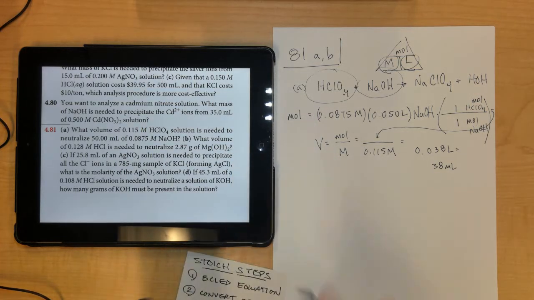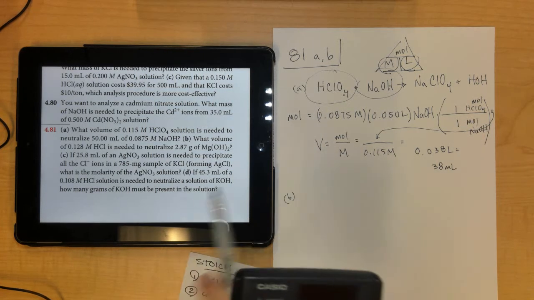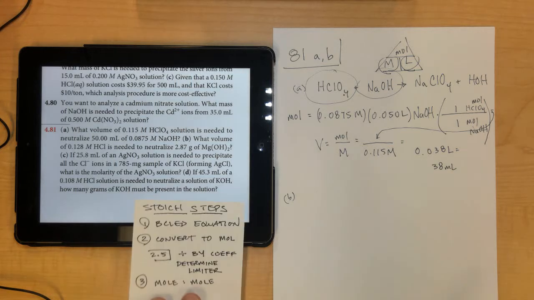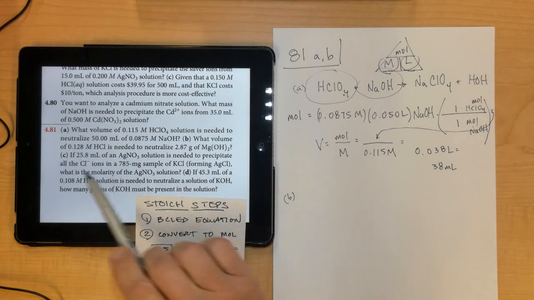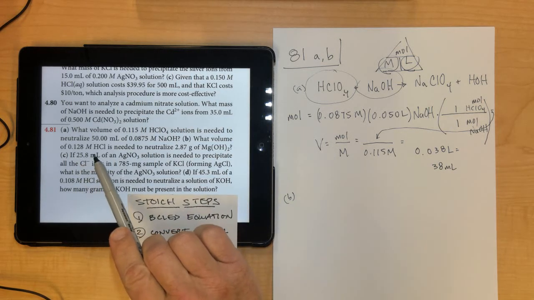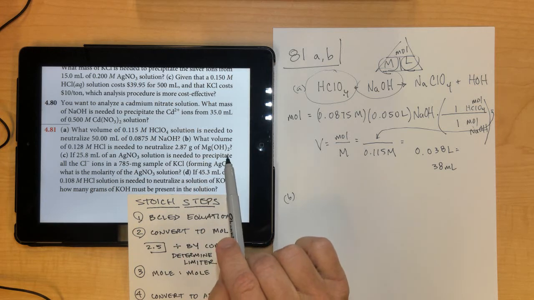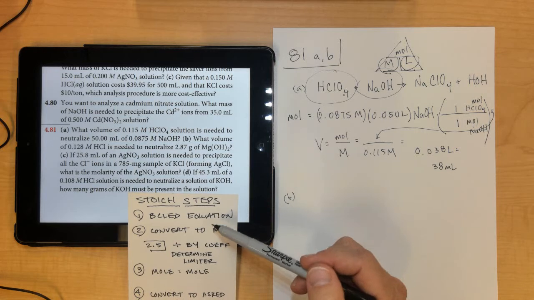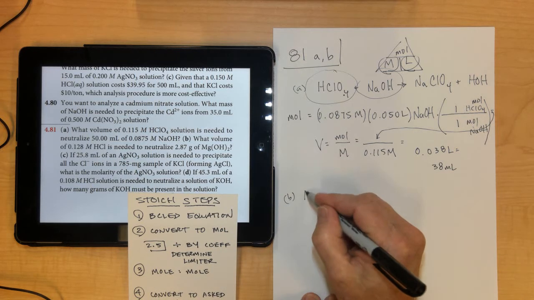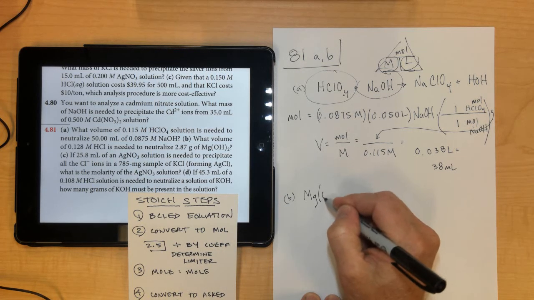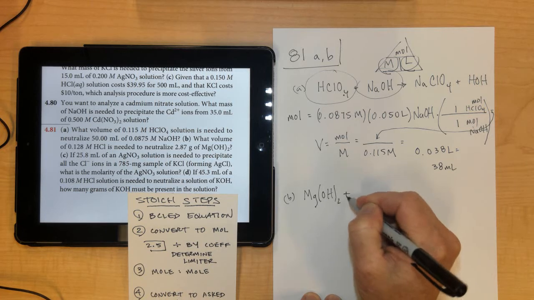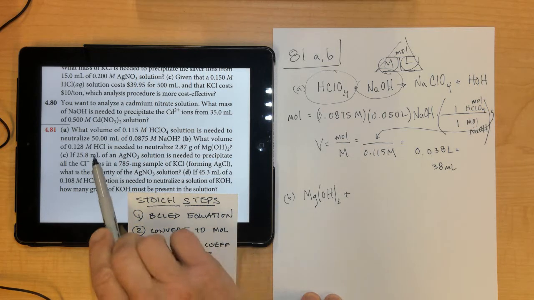All right, letter B. What volume of 0.12 molar HCl is needed to neutralize 2.87 grams of MgOH2? Step number 1, write the balanced chemical equation. So we're given MgOH2, and then that is going to react with HCl.